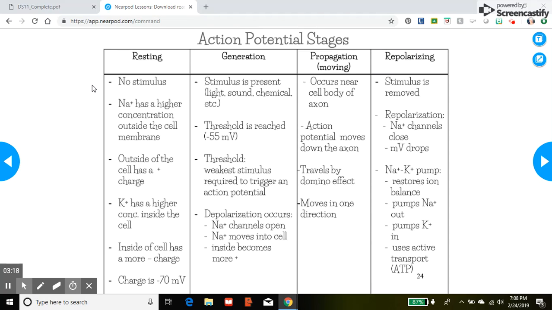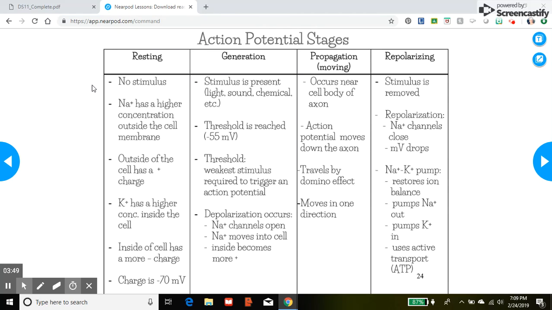Then we have the generation of that action potential. So we have a stimulus present, whatever that is. You flip on a light, there's a crash, you smell something, any type of stimulus. At this point, remember we have to reach that threshold, okay? The threshold is minus 55 millivolts. Once we get to that threshold level, that action potential is going to take off.